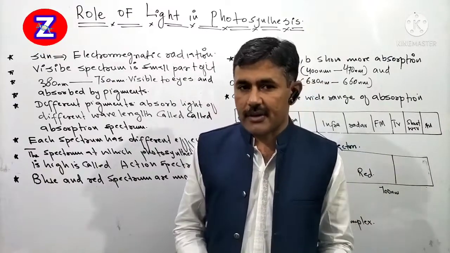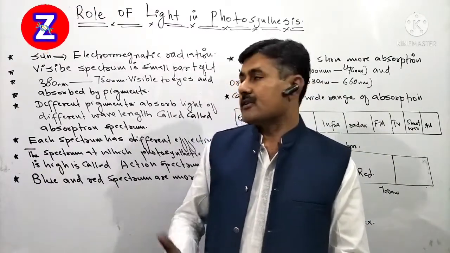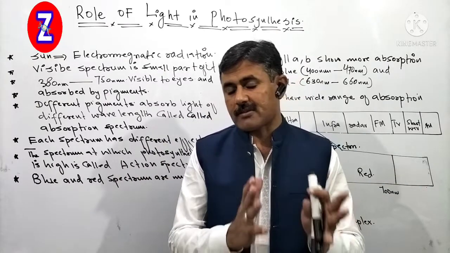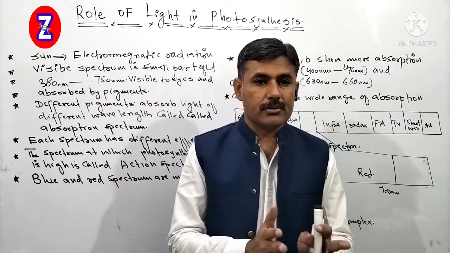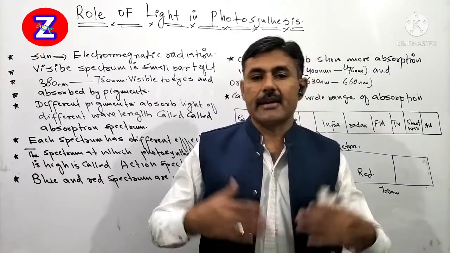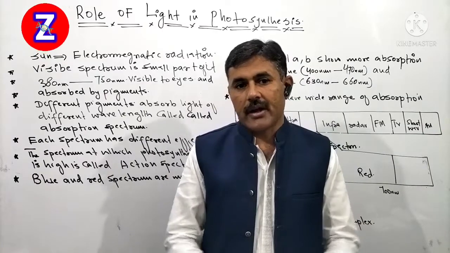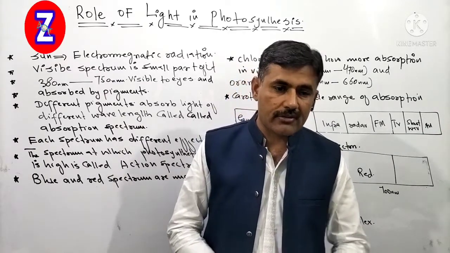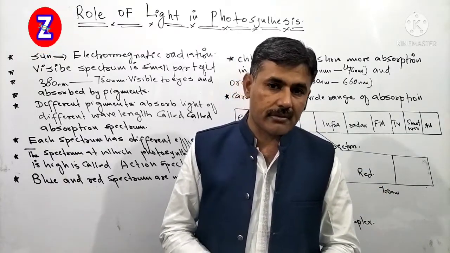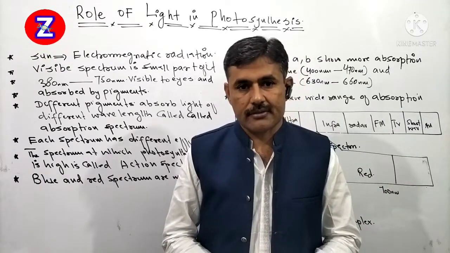Light is necessary, and that light is especially the visible spectrum, in which red and blue are the more effective colors of light that can excite the chlorophyll molecule and help in the process of photosynthesis. Therefore, light is an important requirement for the process of photosynthesis.